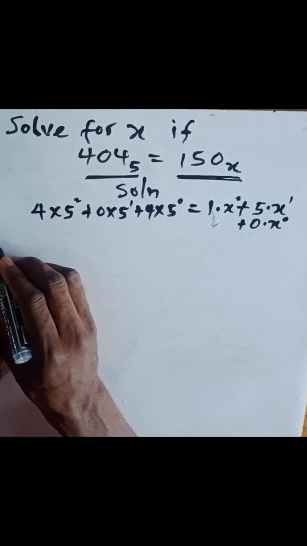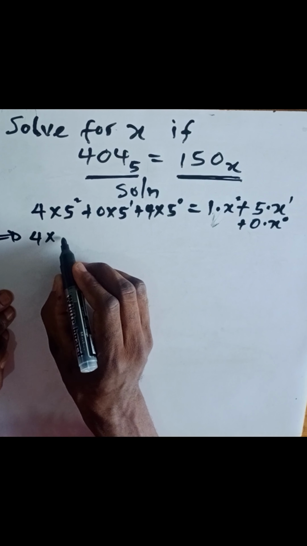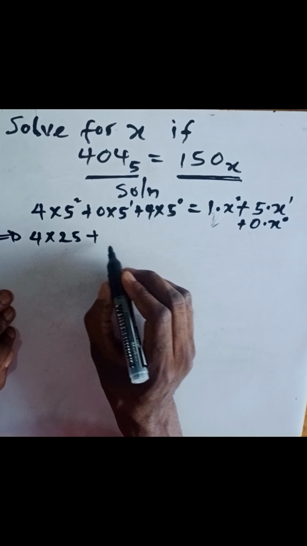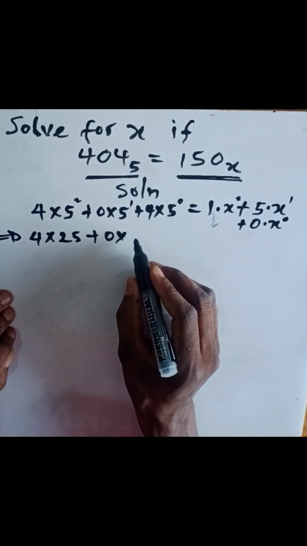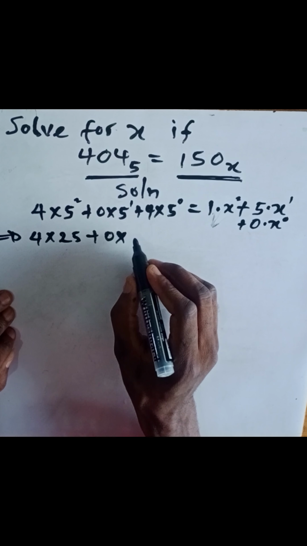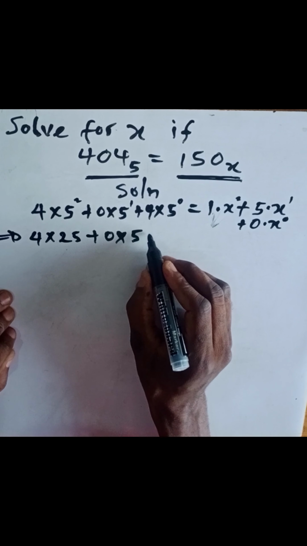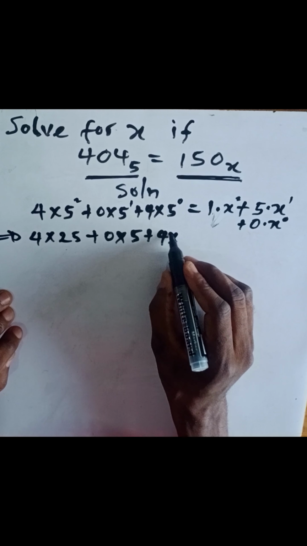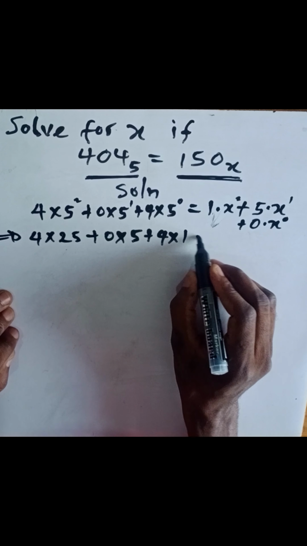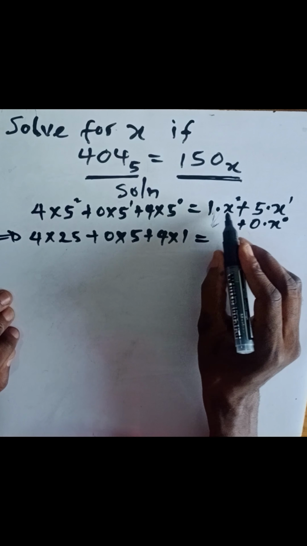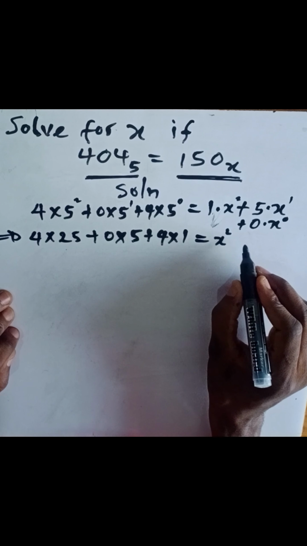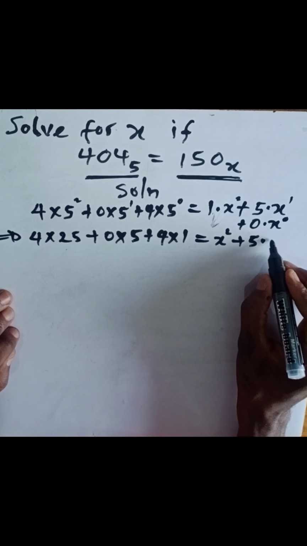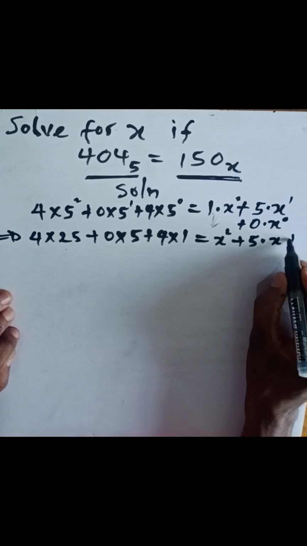So this now implies that we have 4 by 5 squared, which is 25, plus 0 times 5 to the power of 1, which is 5, plus 4 times 5 to the power of 0, which is 1, equals 1 times x squared, plus 5 times x to the power of 1, which is x, plus 0.